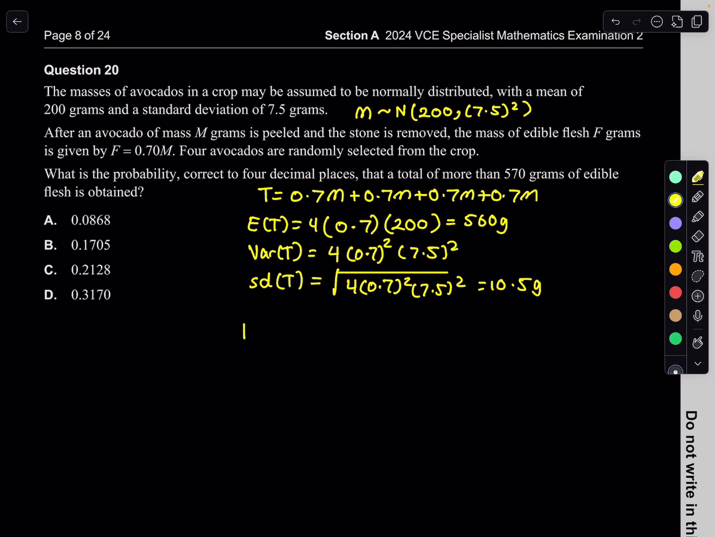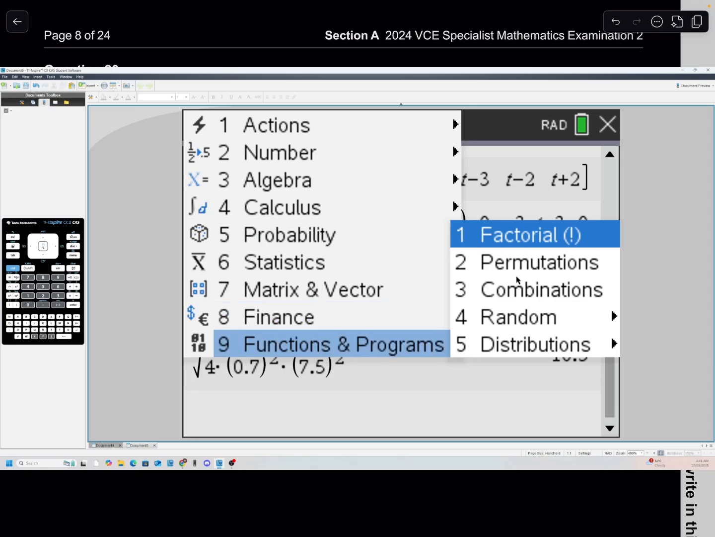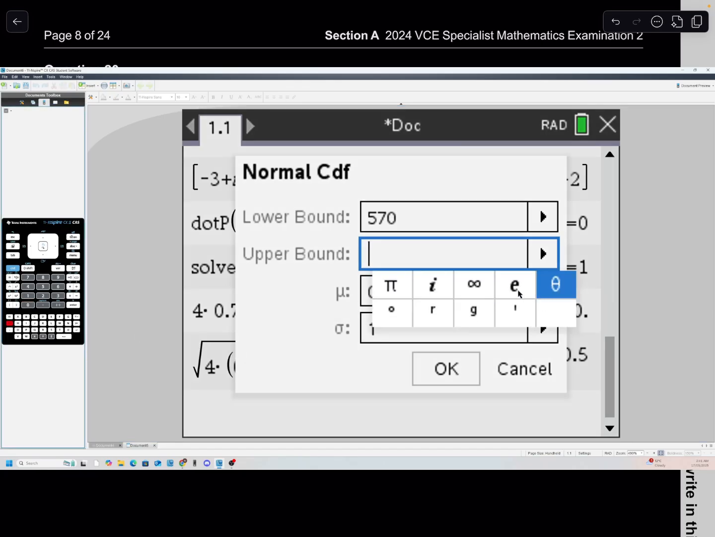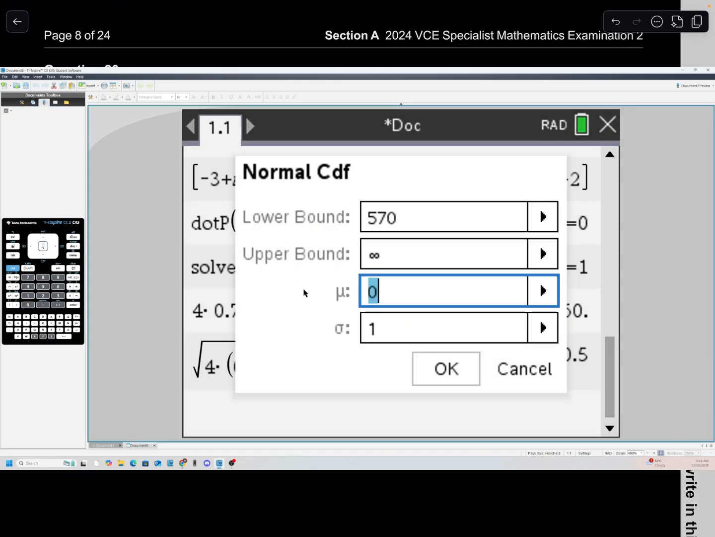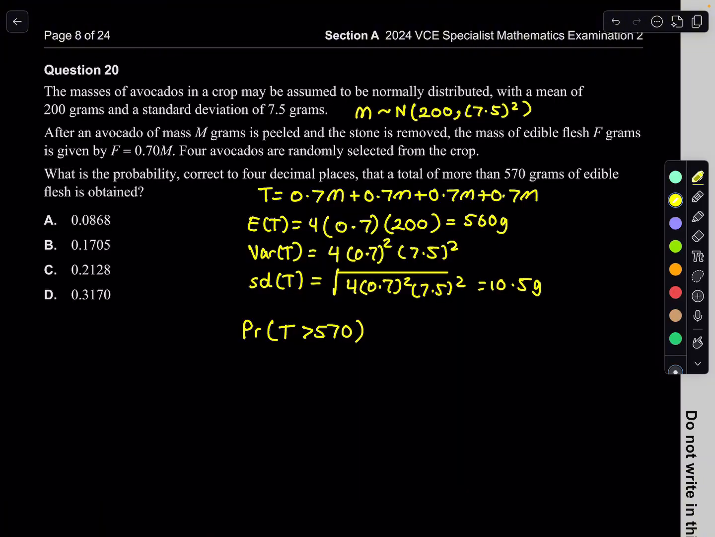And basically what we're trying to find is the probability that the total, so T, is more than 570. That is really easy. Let's do that in our CAS. Go to menu, probability distributions, and we're going to go to normal CDF, where we're going from 570 to infinity. The mean is 560, and the standard deviation is 10.5. You press enter. That is your probability, which is B as your answer. So 20B. And that's it.